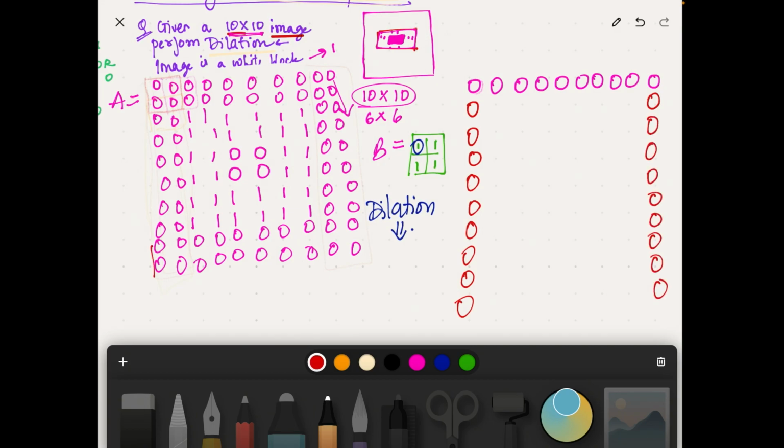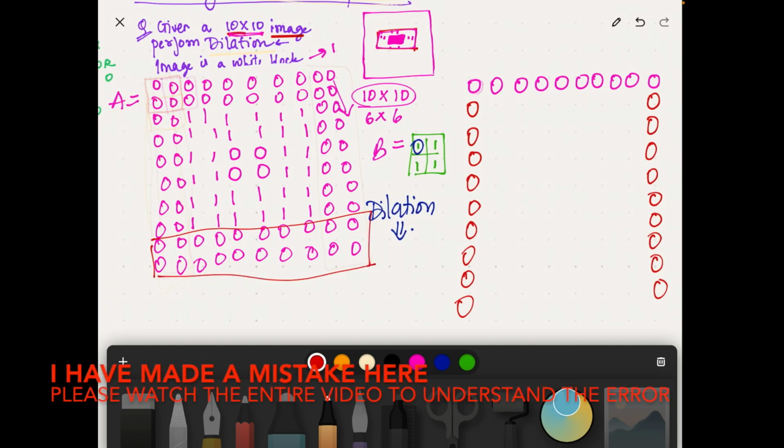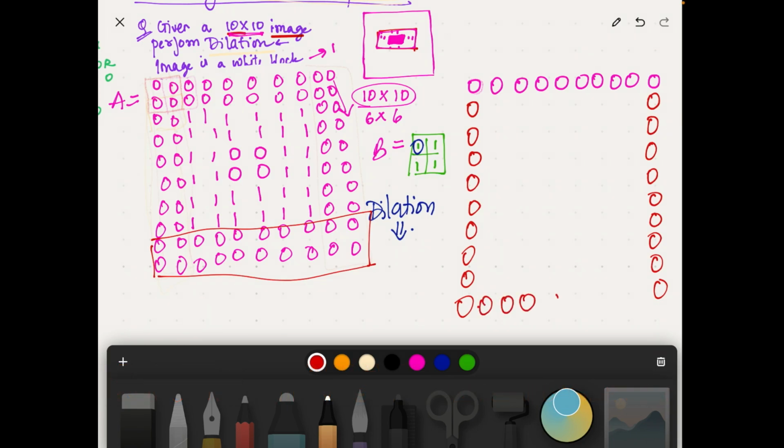The last two rows also give us a 0, so our last row is also going to be 0. So 1 2 3 4 5 6 7 8 9 10, right? So the entire frame is of 0 only. Let's move on and look at the remaining elements. We are done with this block. Now we move on to the next block.